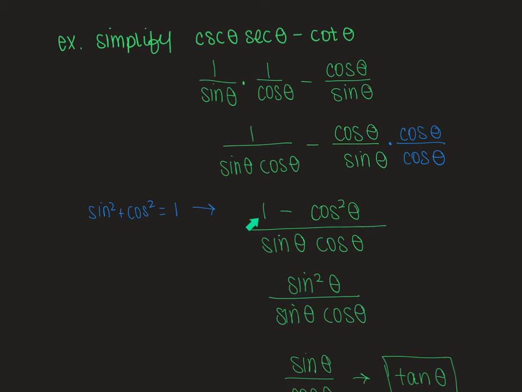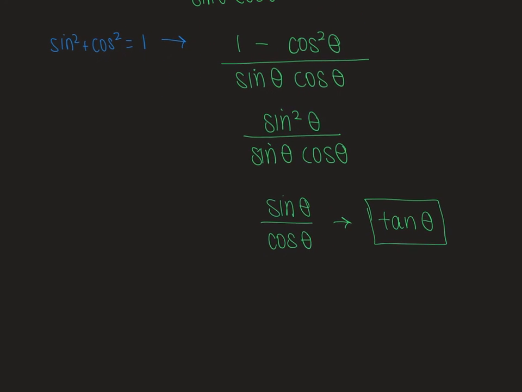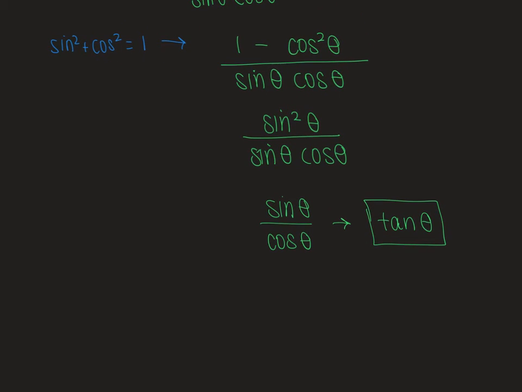So 1 minus cosine squared, so that comes back to this Pythagorean identity. Okay, so sine squared plus cosine squared equals 1. So you can use that to rewrite that as sine squared. When you do, you end up with sine squared over sine times cosine. So you can eliminate the sine squared over sine, just becomes sine on top, just cosine on the bottom, and we know that sine over cosine is tangent.